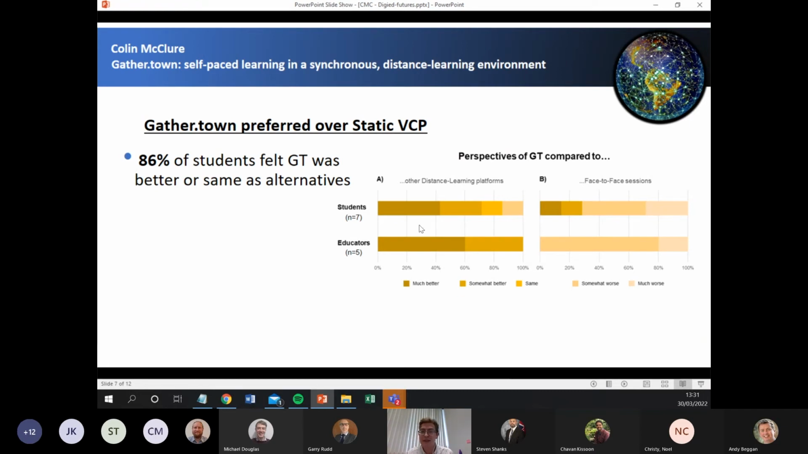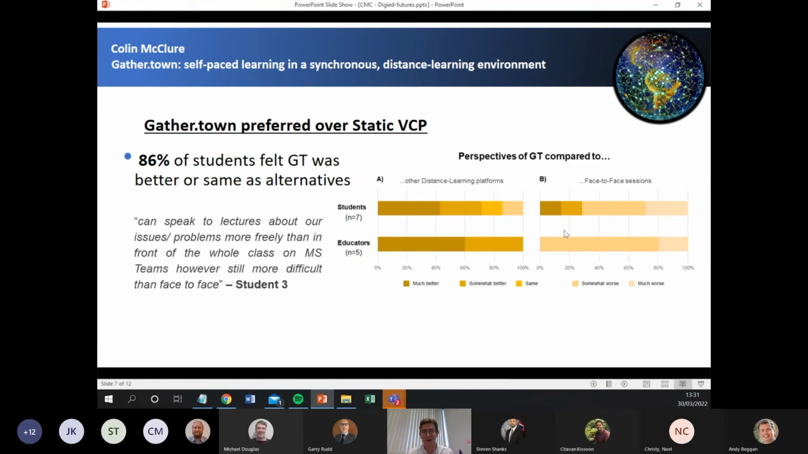So you can see that in here. So they thought it was better than other distance learning platforms. Some of them felt it was better than a face-to-face session, but I think it was just because of the opportunity they had to speak to many people. So you can see that here the student has identified that you can speak with lecturers about your issues or problems more freely than in Microsoft Teams, where you'll have to speak in front of the whole class. With this, you can find the lecturers in kind of pockets and speak with them in a more direct sense.